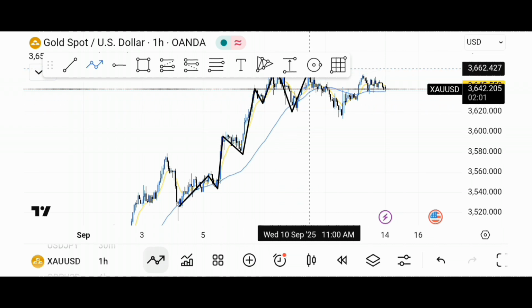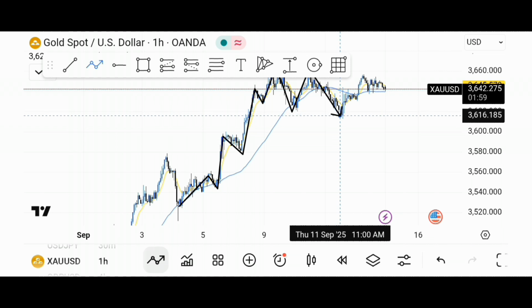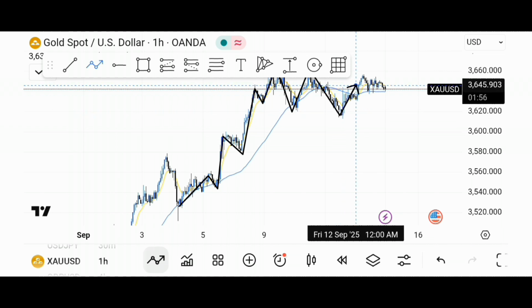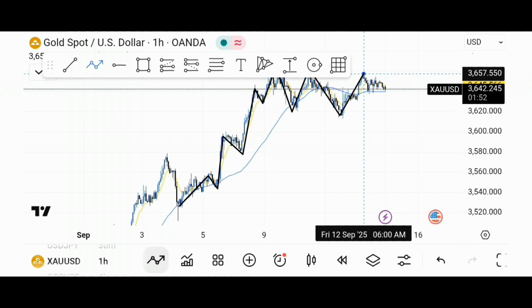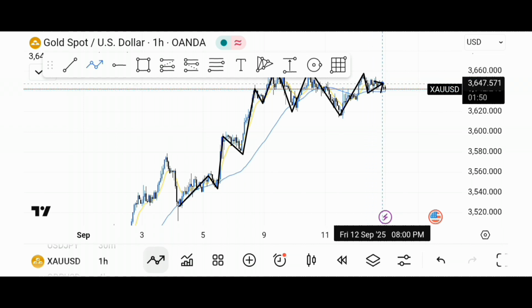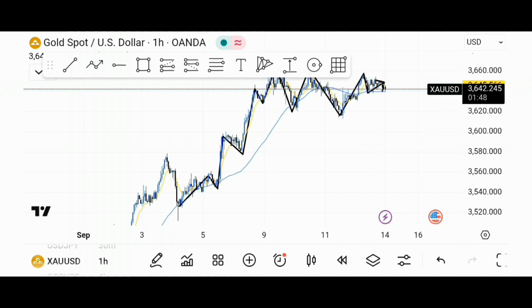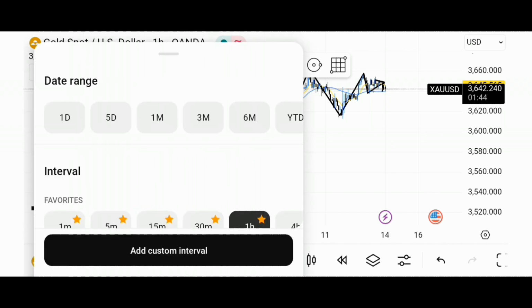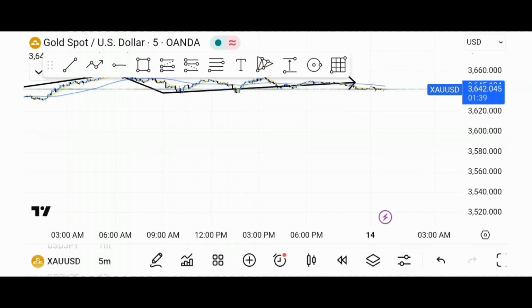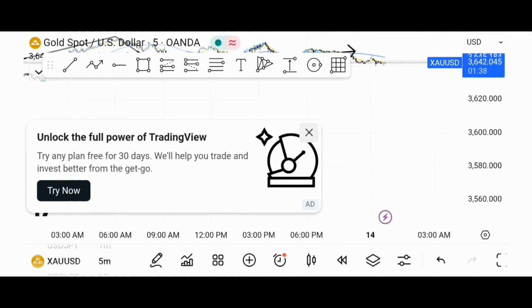So there's already a market structure shift here. You can see it very well. Market structure shift. Then it comes here again. Whatever it's doing here, but that's fine. Let's go now to the smaller time frame. This is the 1-hour time frame, so our smaller time frame will be the 5-minute time frame.